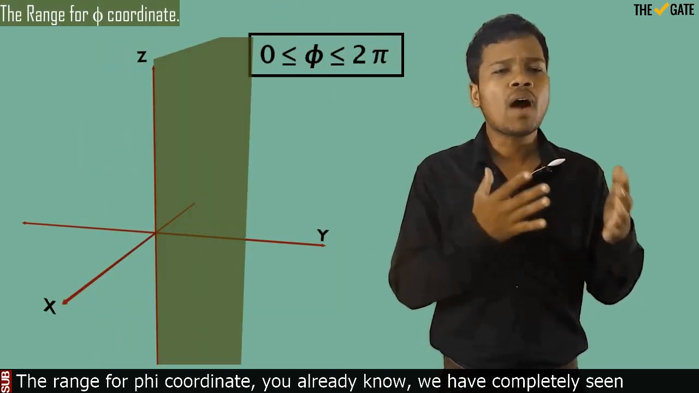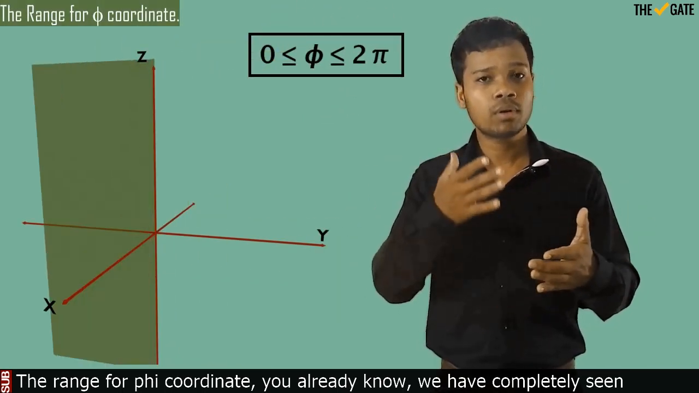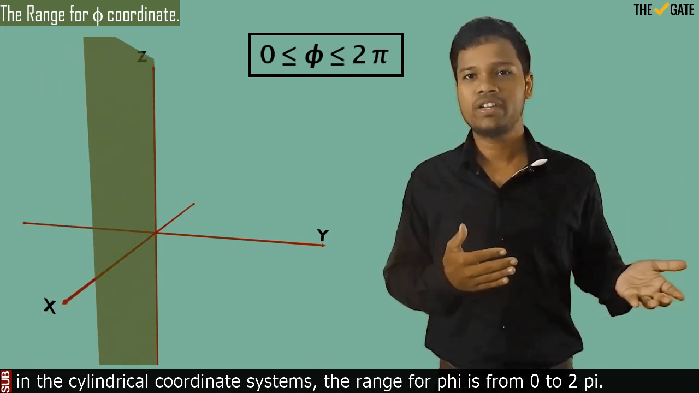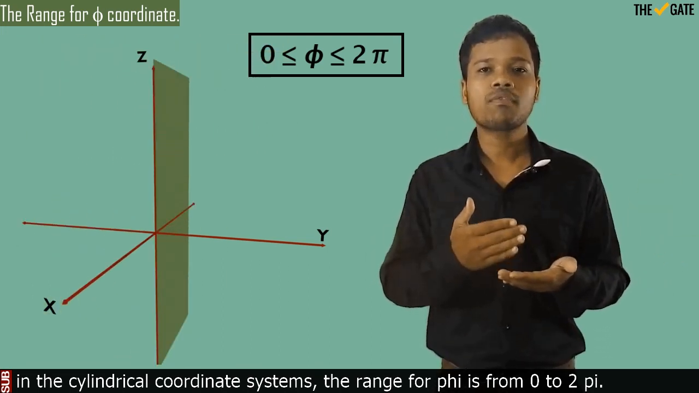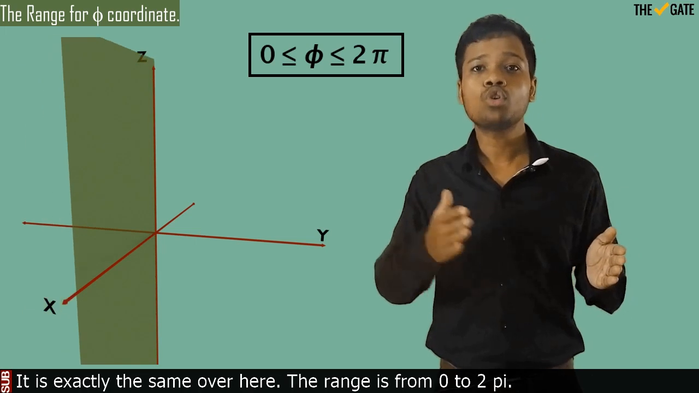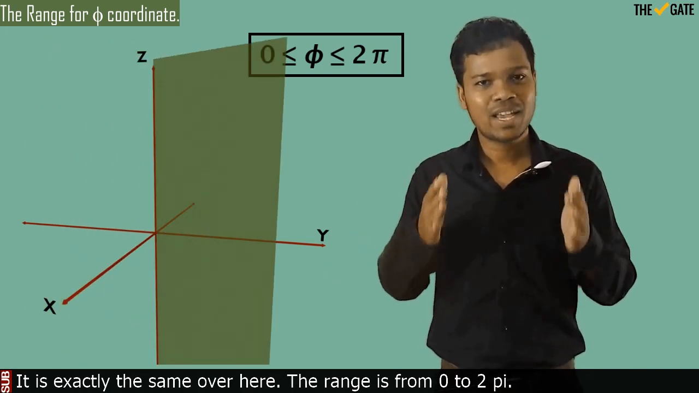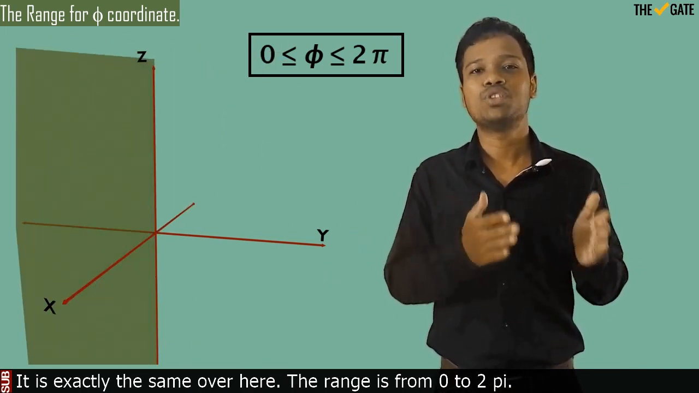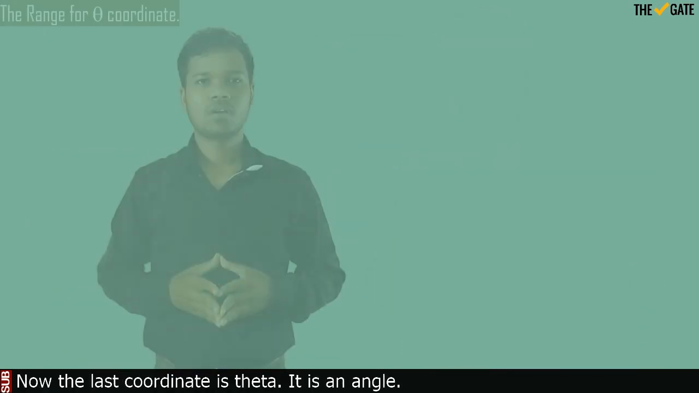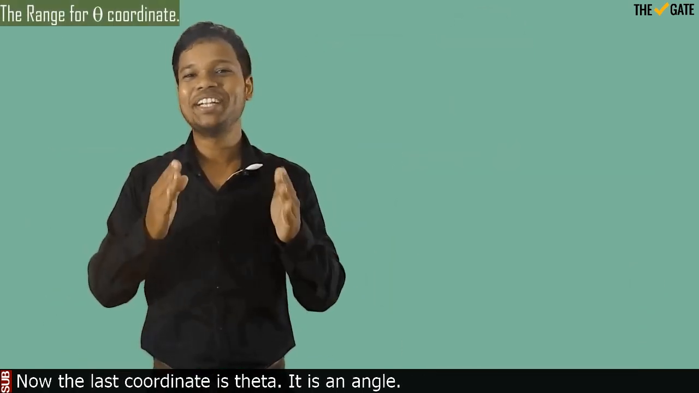The range for the phi coordinate, we already know, we have completely seen in the cylindrical coordinate systems. The range for phi is from 0 to 2 pi. It is exactly the same over here. The range is from 0 to 2 pi. Now the last coordinate is theta.